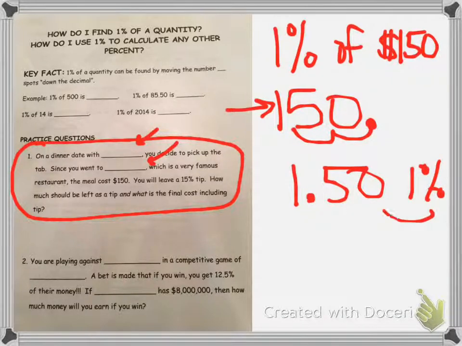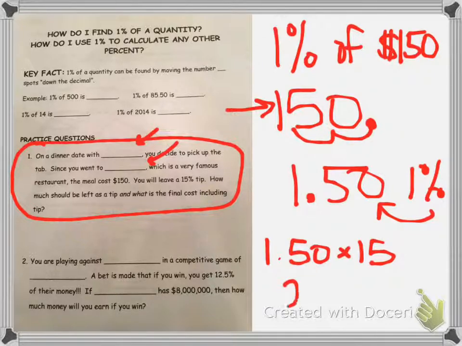Well, if this is 1%, how do we turn that into 15%? Well, you're going to simply multiply by 15. So if we do $1.50 15 times, you can do that by hand, you can do that on a calculator, you're going to find that that comes out to be $22.50.